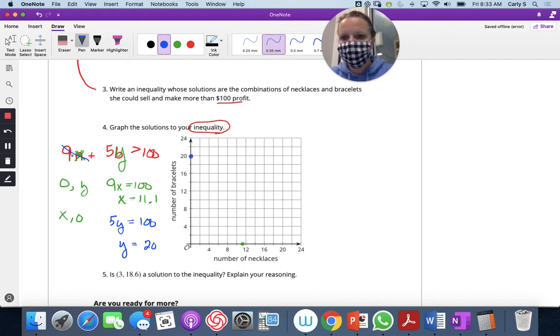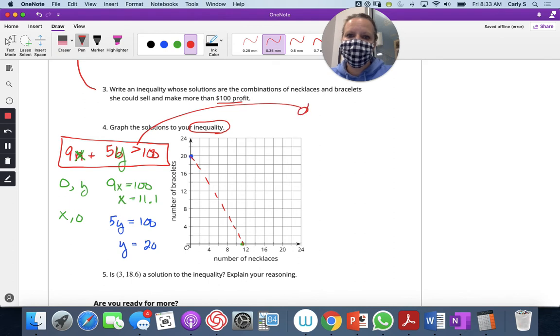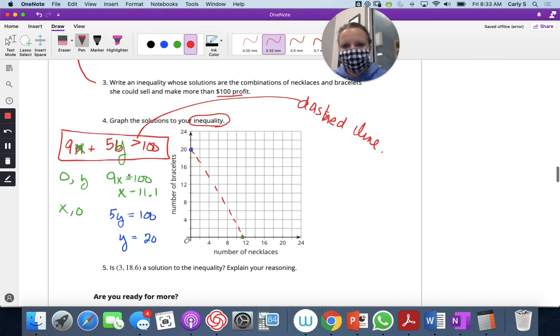Now here, our inequality is just greater than. So now any dot actually on the line is not a solution. So that's why we need our line to be dashed. And then anything outside is a solution because we want our solutions to be greater than 100.